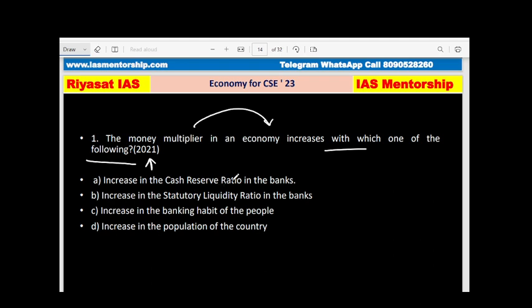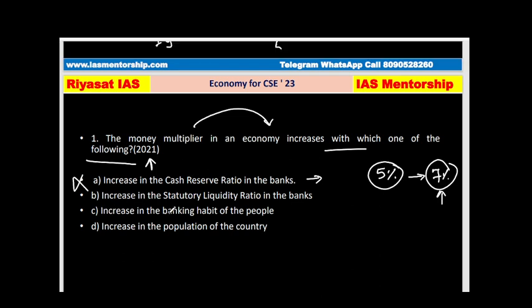When you increase the CRR? Absolutely not. If CRR increases, it means less money in the market. Earlier, banks were requested to keep 5% of the money with the RBI. Now CRR has increased to 7%, which means more money is kept aside and less money is available. So how is money getting multiplied here? No. Similar in the case of SLR also. No.